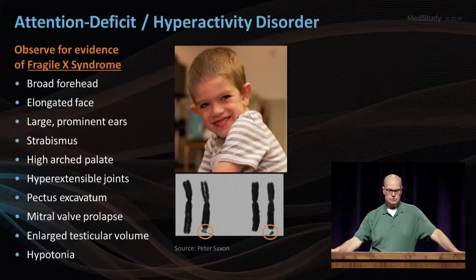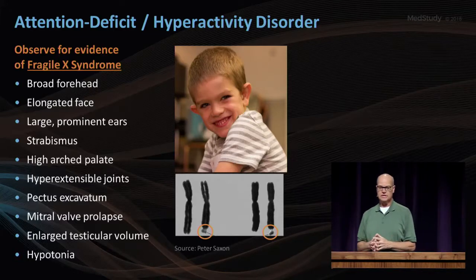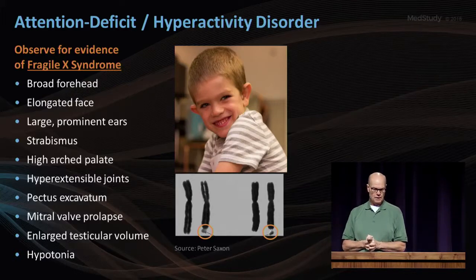Specific facial features to keep in mind, sort of typically described as very coarse, kind of a broad forehead, large ears. Oftentimes they will have cardiac findings that are suggestive to some degree of Marfan syndrome in terms of hyperextensible joints and mitral valve prolapse.